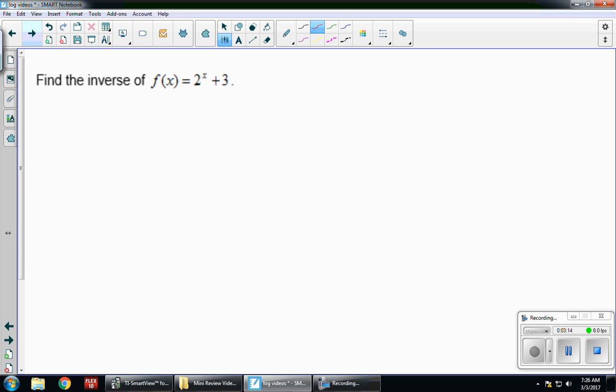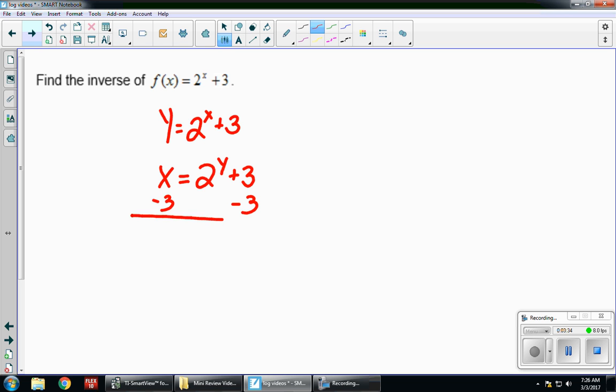Find the inverse of f of x equals 2 to the x plus 3. So once again, y equals 2 to the x plus 3. I'm going to start by switching x and y. x equals 2 to the y plus 3. I want to solve for y, so I'm going to start by subtracting 3 on both sides. So x minus 3 is equal to 2 to the y.